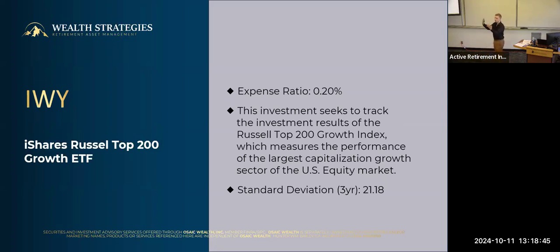And so for the final stage, stage 3, which is our most aggressive section where we're really trying to feel the most growth, the most volatility, and we're going to sit on this for a long time, is IWY, which is iShares Russell Top 200 Growth ETF. And it's another one of these index funds. Again, all of these are super easy. They're not trying to do too much, just index funds. But this investment seeks to track the investment results of the Russell Top 200 Growth Index, which measures the performance of the largest capitalization growth sector of the US equity market. So that's those top 200 growth stocks.